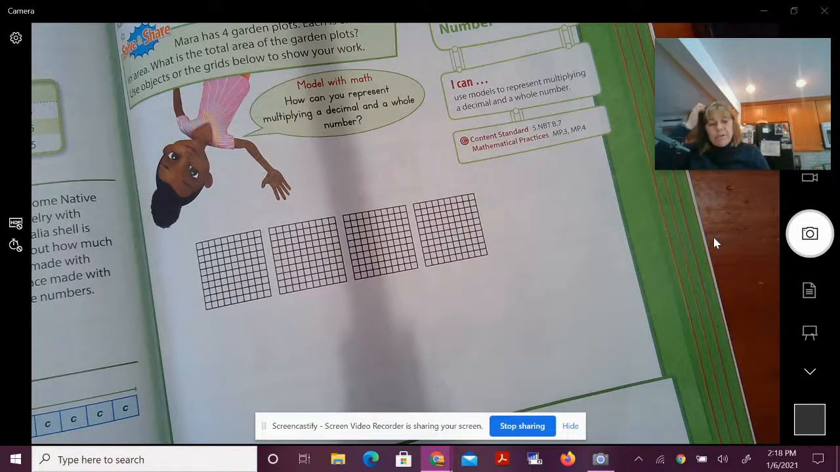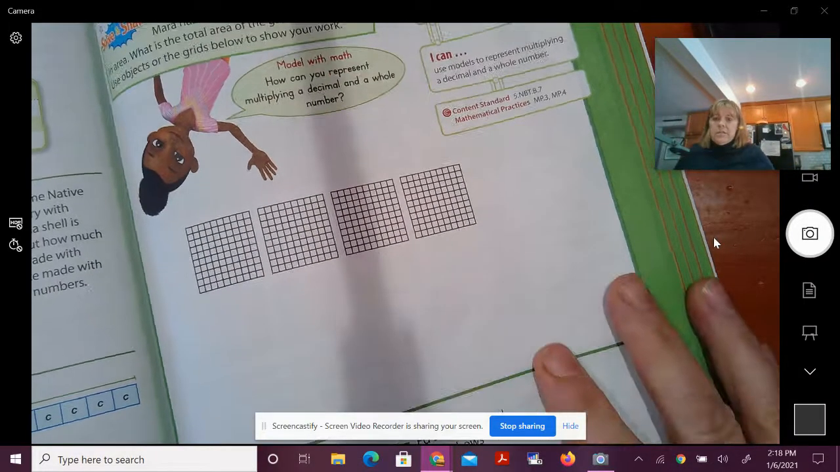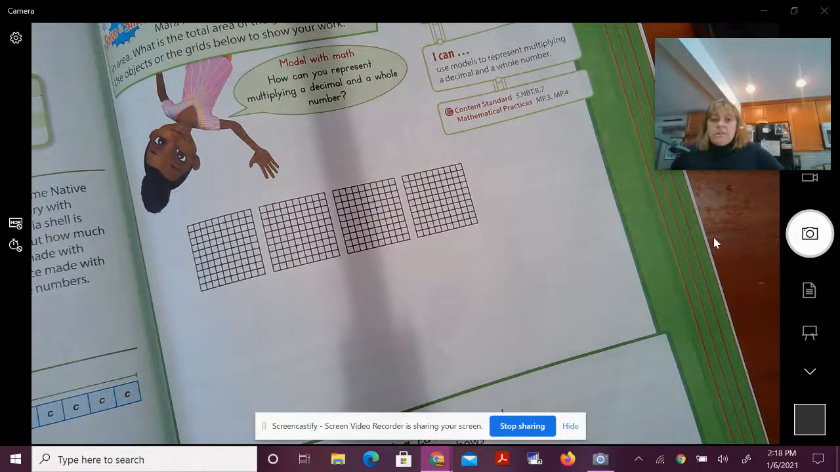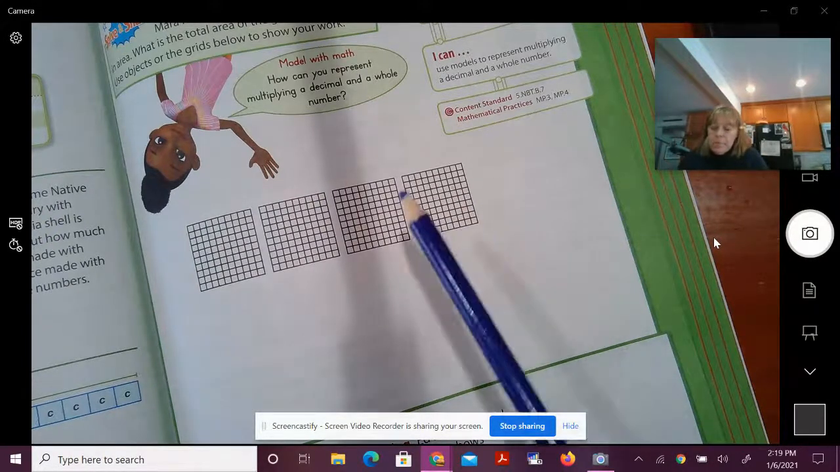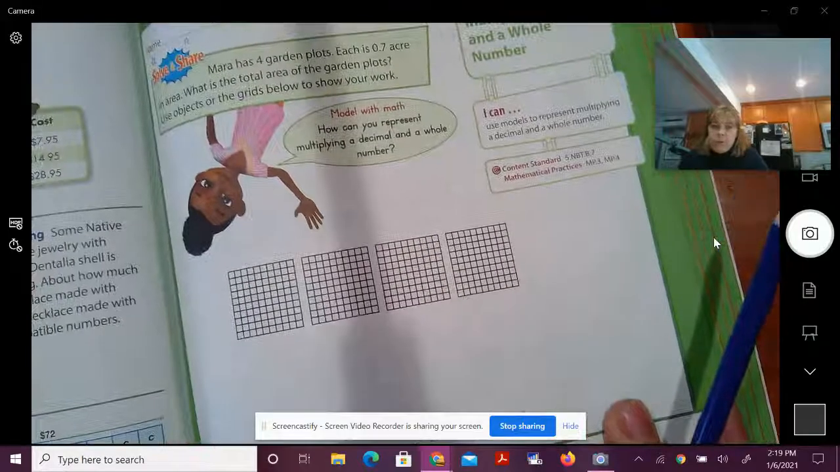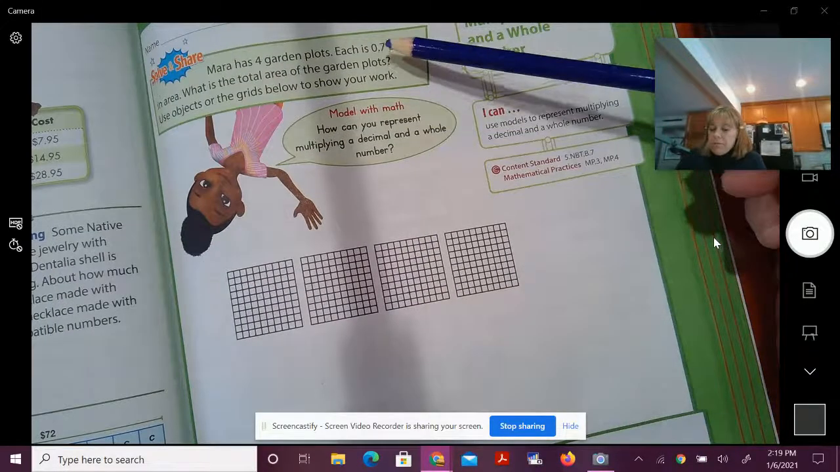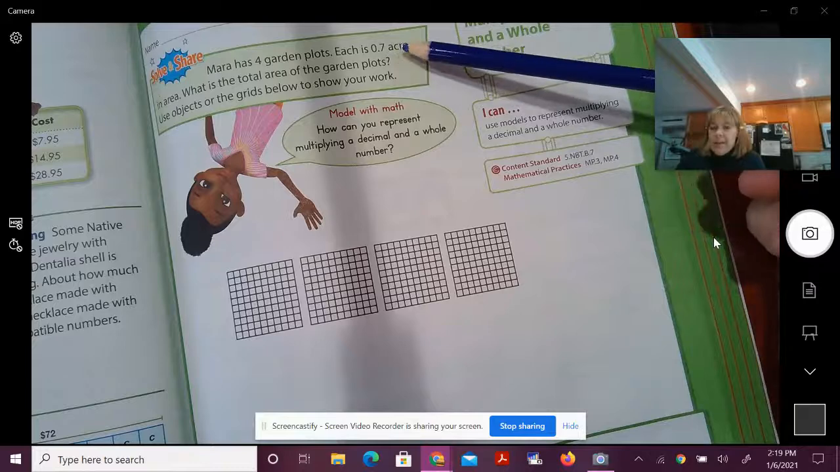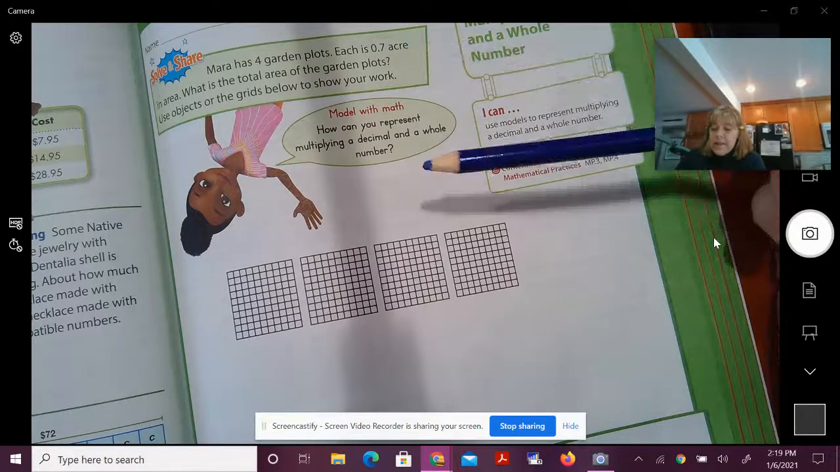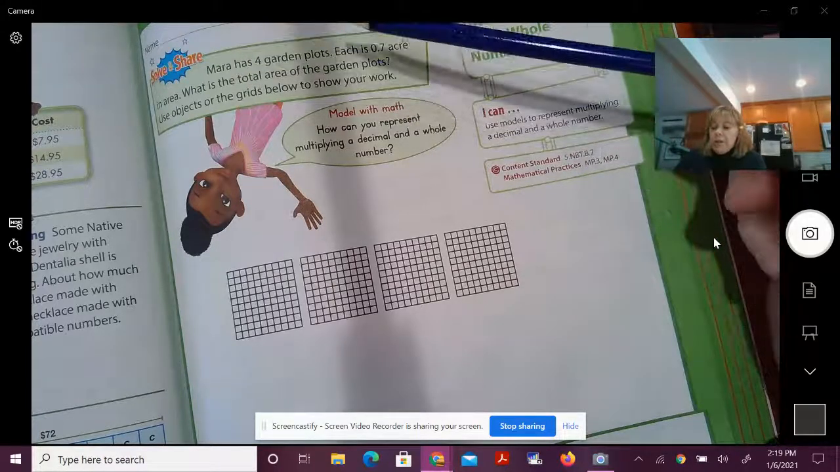I wanted to do my own video for today's lesson just because there's a couple ways we can multiply decimals, and the book wants you to understand how to use a model for decimals. So if you take a look at the page that I've got open here, it says Mara has 4 garden plots, and each garden plot is 7/10 of an acre. That's the area. What is the total area of the garden plots?